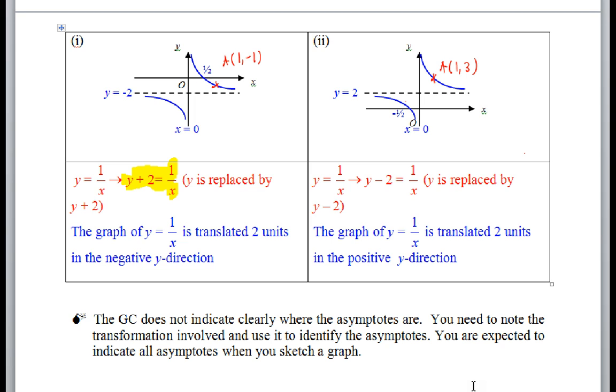Just a quick note. If you sketch this on your GC, the GC can never tell you where the asymptotes are. GC will never give you the dotted line. Be very careful. So you must know what the asymptotes are, and then you translate the asymptotes accordingly.